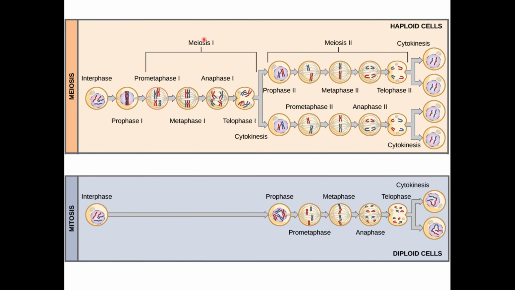Then during the first division of meiosis, homologous chromosomes are separated, such that by the end of meiosis 1, you're going to get 2 haploid cells from a diploid cell. Then during meiosis 2, pretty much the events are similar to mitosis. There are no homologous chromosomes in each cell because we separated them.